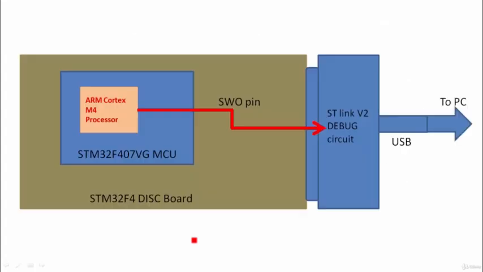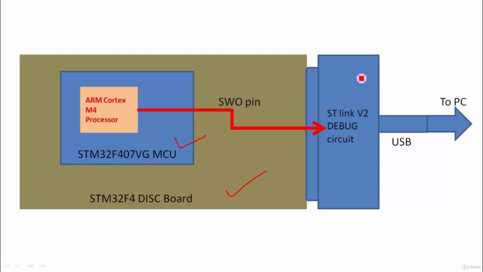First of all, this is your board. You have a board which is an STM32F4 discovery board or Nucleo board, and your board has a microcontroller. Let's say the microcontroller is STM32F407VG, which is produced by ST Microelectronics. That microcontroller has a processor inside, which is an ARM Cortex M4 processor.